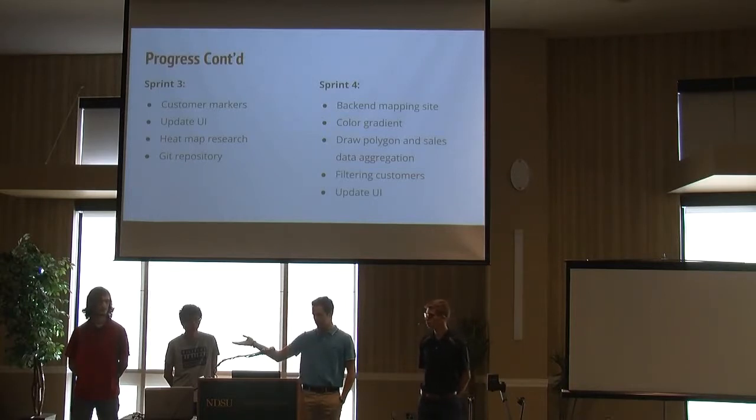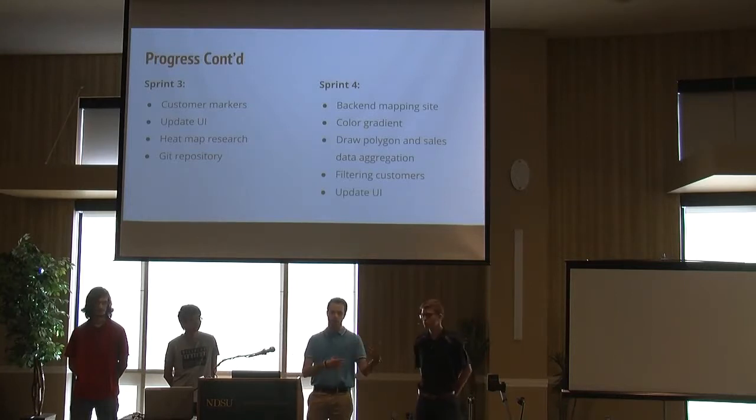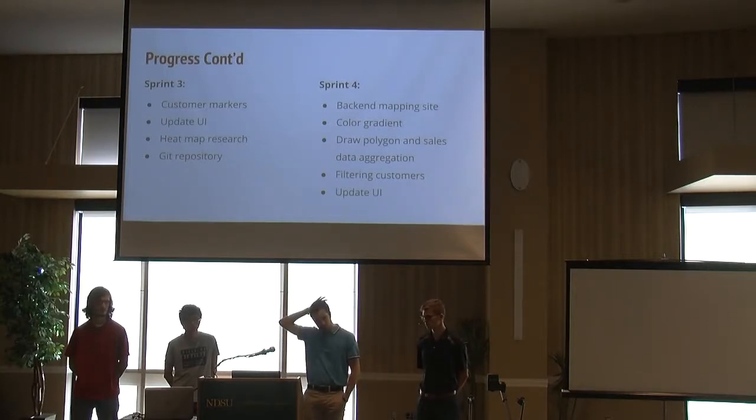One being Jesse had a backend mapping site that allowed us to see which locations in the database were actually mapped by Here Maps and which we needed to use other means of mapping for. So that was really cool, and he'll show you that. Christian implemented a color gradient with the customers where certain markers will show up lighter green or darker green with regards to how much sales that customer has.